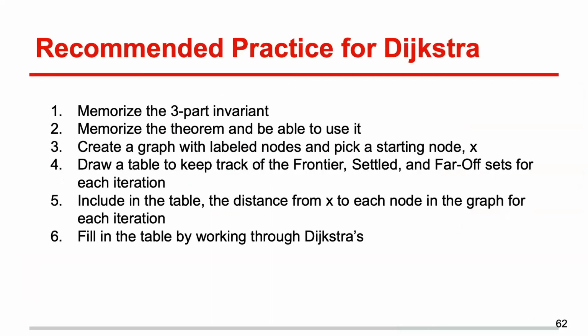Now we go to the shortest path, Dijkstra's algorithm. There is some recommended practice for Dijkstra. You have to memorize the three-part invariant: the frontier, the settled, and the far off sets, and what they do between each iteration. How do they go through this process? You should also be able to fill in the tables by yourself. I can see there might be a question with a procedure left hanging halfway, and you have to follow the procedure afterwards.